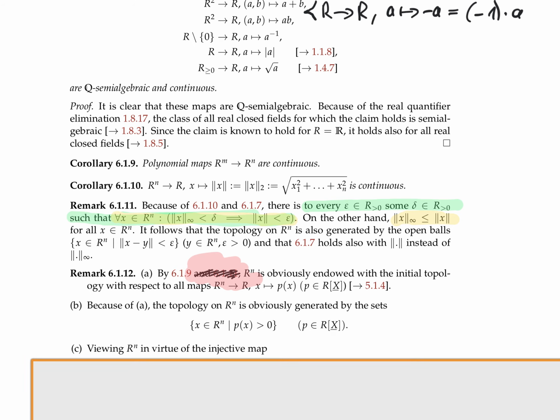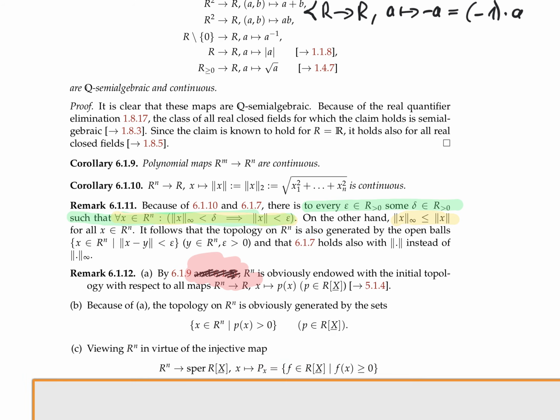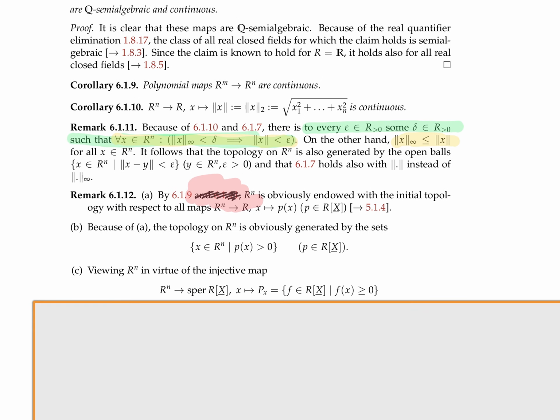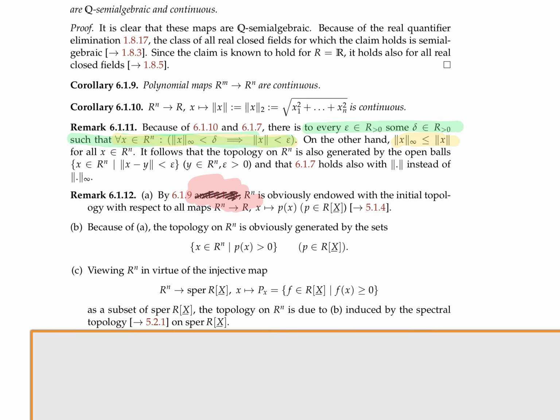Yes, okay. Viewing R2n in virtue of the injective map into the real spectrum of R[X], where x is mapped to this prime cone consisting of all f in R[X] such that f of x is non-negative, we can view it as a subset of the real spectrum. The topology on R2n is to be induced by the spectral topology.